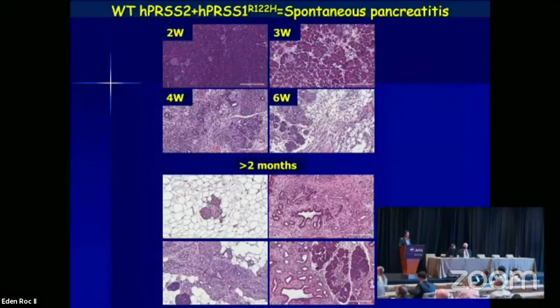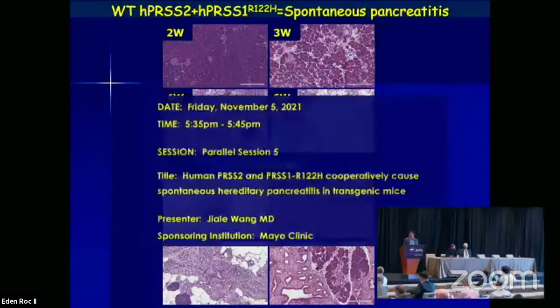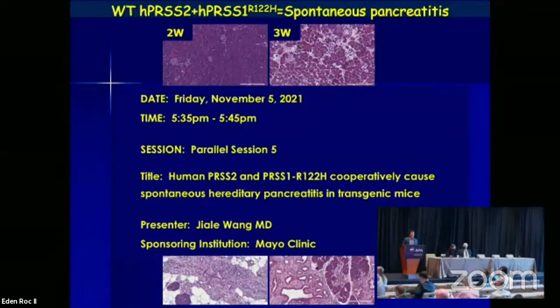So with all these models, we still don't have a spontaneous pancreatitis model caused by a human PRSS1 mutation. It's already 25 years after Dr. Whitcomb found that PRSS1 mutation is the cause of human hereditary pancreatitis. But fortunately, recently we have a model for this. Basically, we have a transgenic mouse model, and it causes spontaneous pancreatitis in all of the mice at 3 to 4 weeks old. If you want to know more about this model, you can go to the talk on Friday at 5:35 p.m.